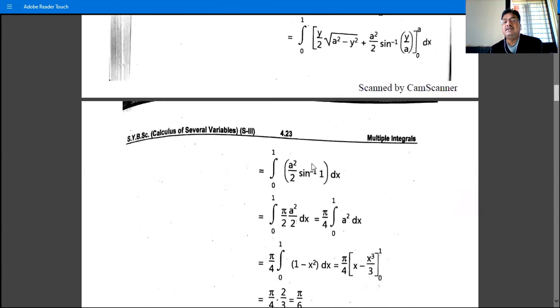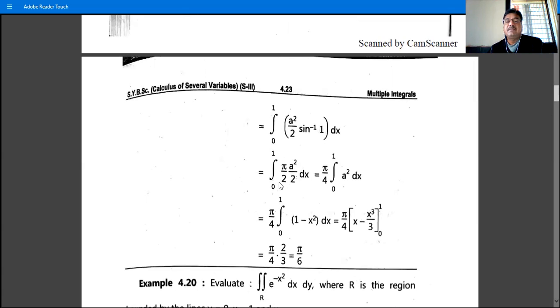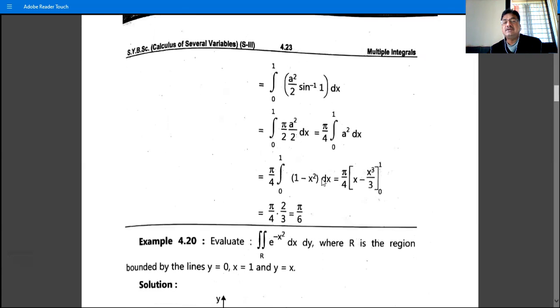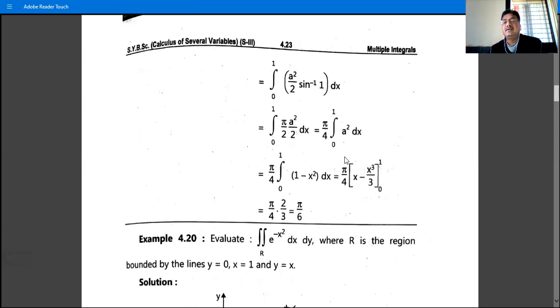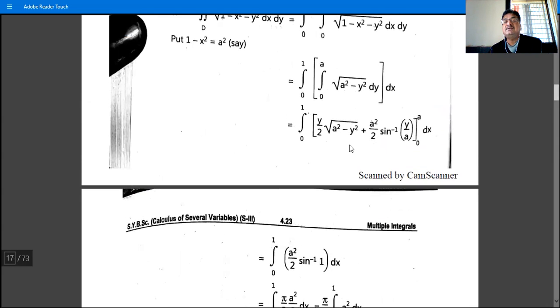Then find the value at the upper limit, that is, substitute y as a. The first quantity becomes 0, and we get a square by 2 sin inverse 1. This is the value at the upper limit. Then substitute y as 0: the first term is 0 and sin inverse 0 is 0, so the value at the lower limit is 0. Sin inverse 1 is pi by 2, and then resubstitute a square as 1 minus x square.